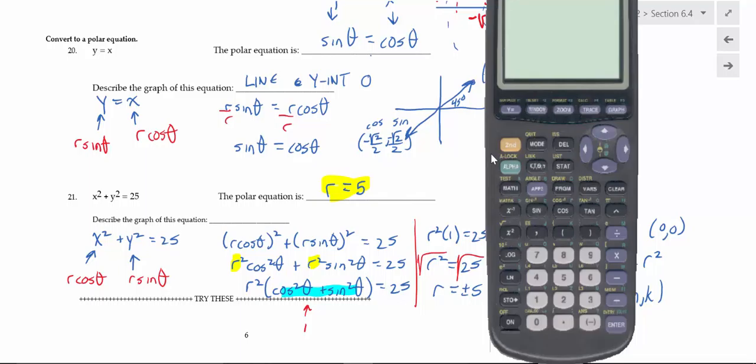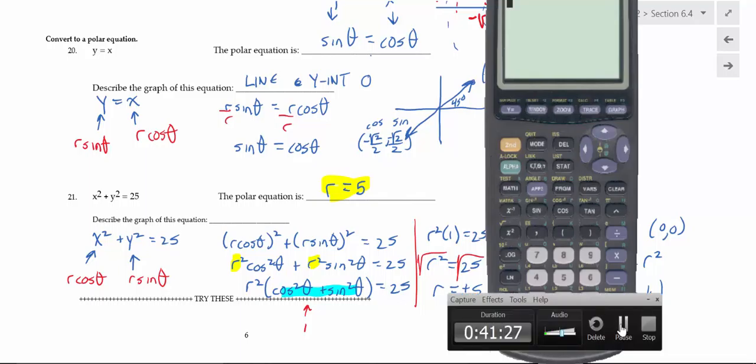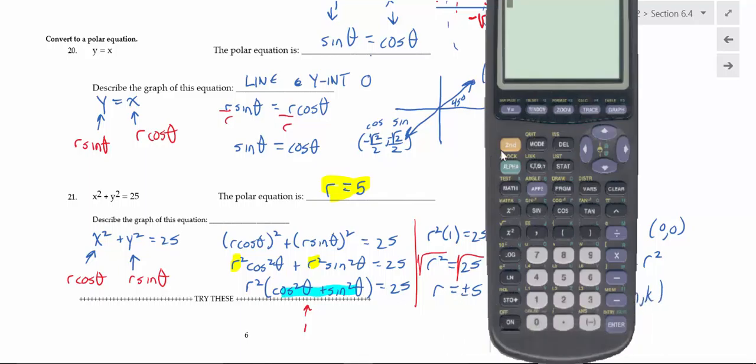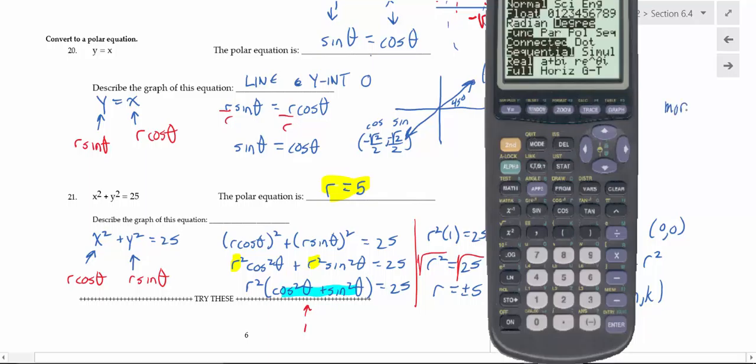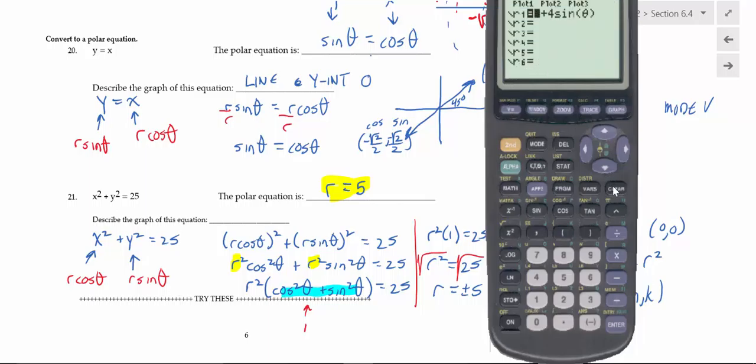If you want to graph in polar coordinates, the first thing you want to do is press your mode button. You're probably in function right now, so go down to this line, go to POL for polar, and press enter. So you're now in polar coordinate mode. If you press your y equals button now, you're going to see r equals something instead of y equals something. So for instance, in this problem we just did, we can graph r equals 5.